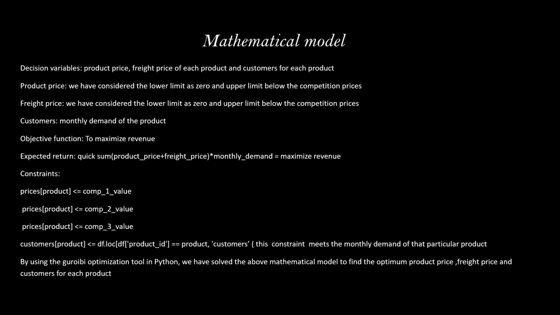So what is the expected return? The expected return is the sum of product price and freight price, multiplied by monthly demand. That gives us the maximum revenue. So this is our objective function, to maximize the revenue of that data set. Coming to constraints, all the prices of products should be less than competition 1 price, competition 2 price, and competition 3 price, so that the customers will buy our product more.